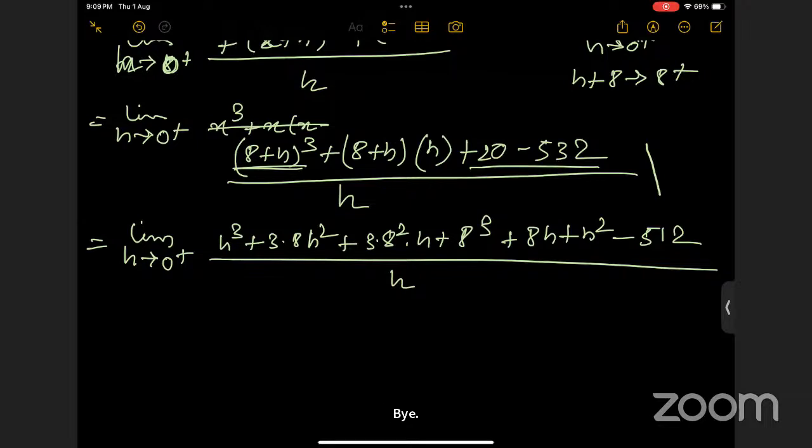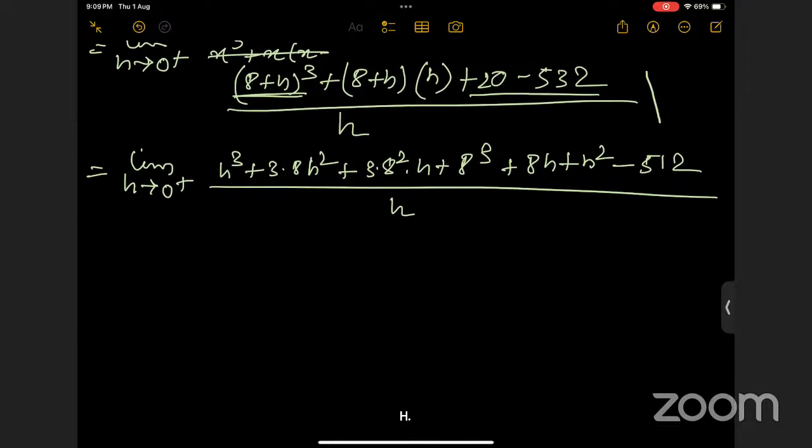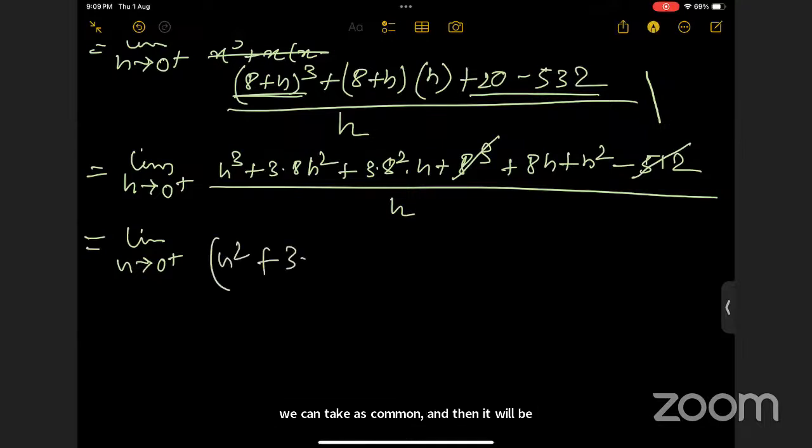Now what we can do? What is 8 cube? 512, right? These two terms will be cancelled out, right? Yes, ma'am. You should take h as common, I think. Yeah, we can take h as common, then it will be h square plus 3 into 8 h plus 3 into 8 square. And use the L'Hospital rule now, no? It will be easy, right?